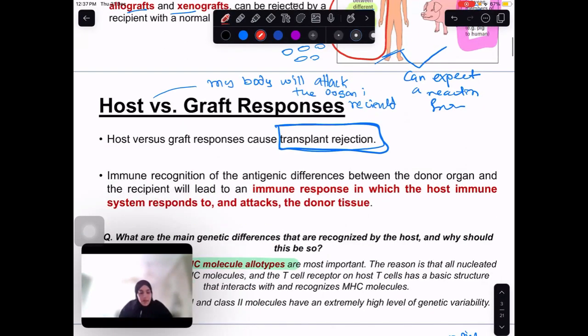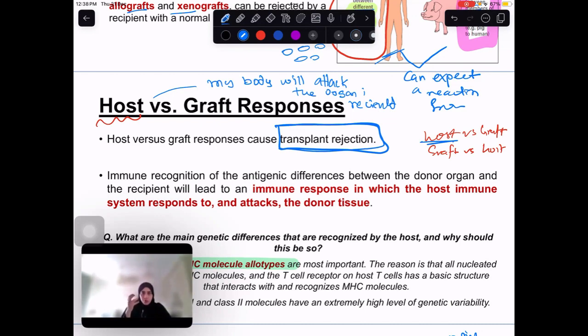Now, we mentioned in the allograft and xenograft, we can have some sort of rejection. There is something known as the host versus graft response, and then graft versus host. Let's talk about host versus graft. The first one is the one that's attacking. In this case, host versus graft, who's attacking who? The host, which is me, is attacking the graft. The graft is what? The donation, the donated organ. So I'm attacking the organ.